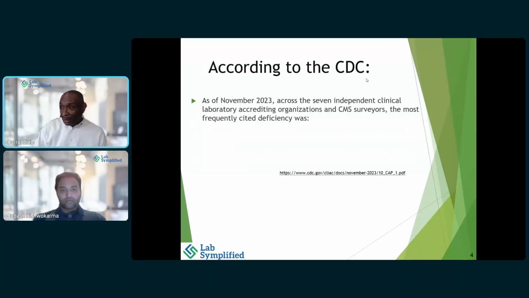So why do we do competency? According to the CDC, as of November 2023, across the 7 independent clinical laboratory accrediting organizations and CMS surveyors, the most frequently cited deficiency was competency evaluation. It does not matter what organization comes in to inspect you or do the accreditation, if it's CMS, if it's the feds themselves, it always comes back to competency. That is the exact reason why, when I was approached by Lab Simplified, I said, let's talk about competency now and help our laboratories across the country tackle this beast that keeps giving us this issue.